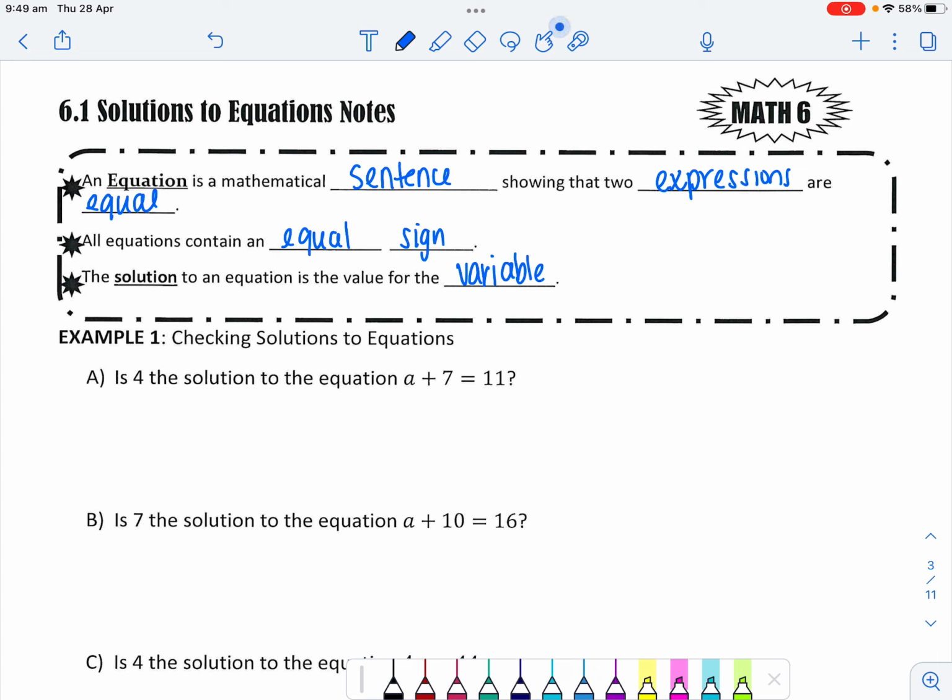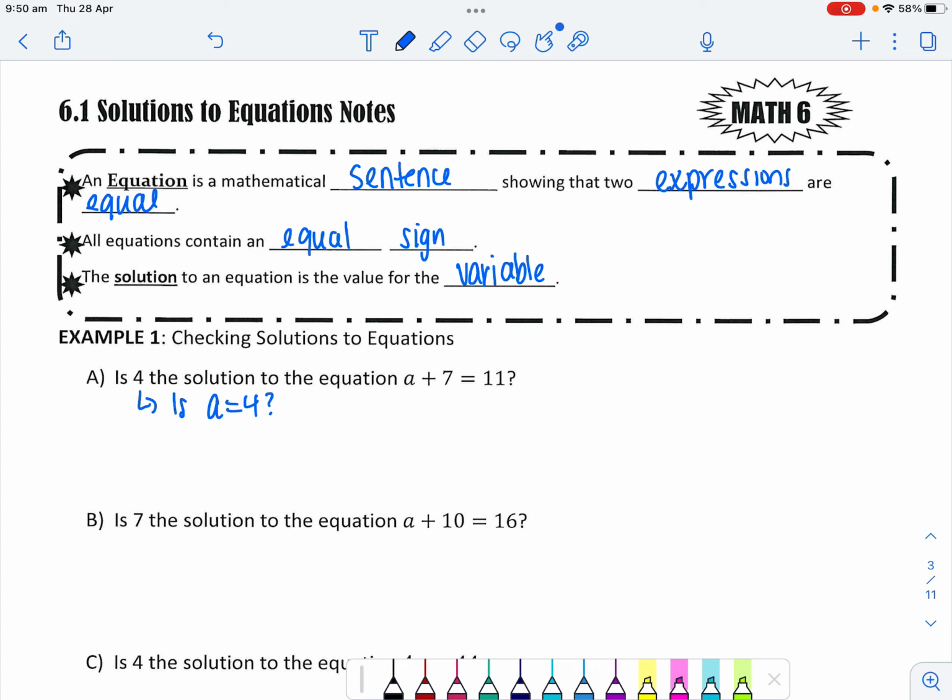So our big example today, and what we're going to focus on, is being able to check solutions to equations. We are going to check solutions to the equations with all four different operations, so addition, subtraction, multiplication, and division. So A and B are addition equations because they have a plus sign in them. Part A says, is 4 the solution to the equation a plus 7 equals 11? So what this is asking is, is a equal to 4? Is that a true statement?